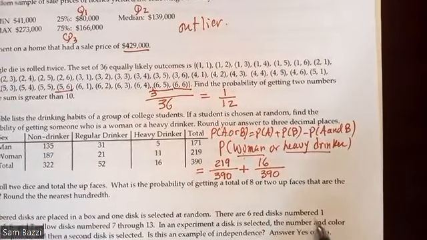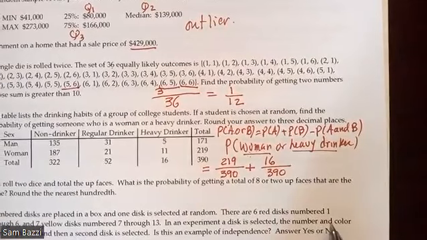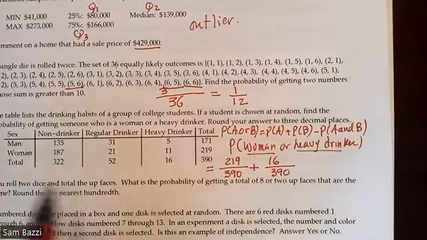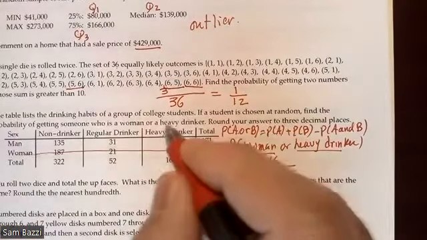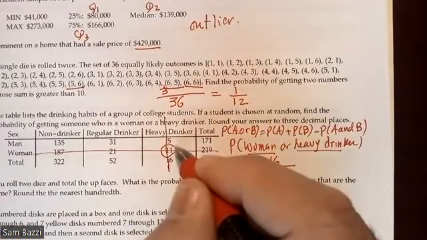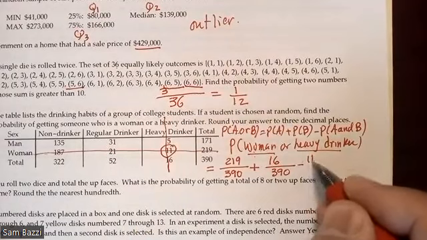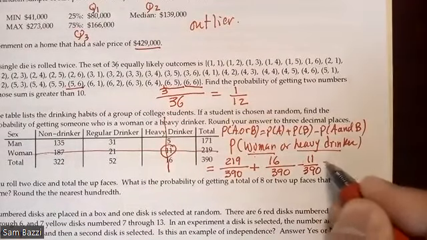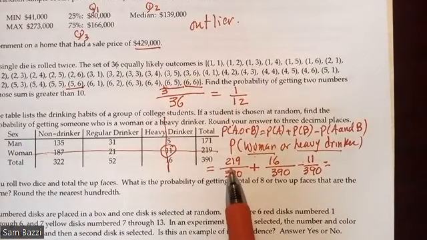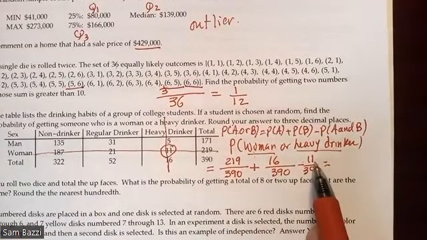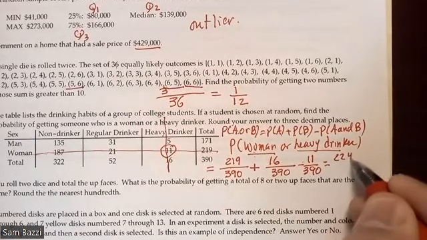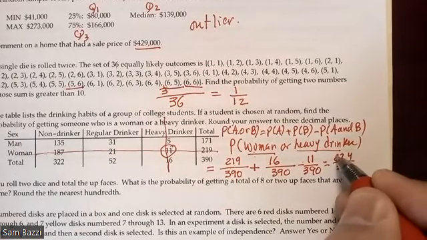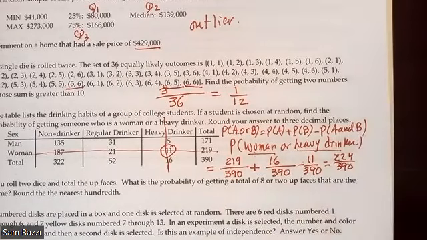And then minus the intersection, guys, of women and heavy drinkers. So look, this is how you find the intersection. Women, heavy drinker, they meet here at 11, minus 11. So your answer, guys, will be 219 plus 16 minus 11, which is 224 divided by 390. And if your teacher requires that you have a decimal place, you just divide.